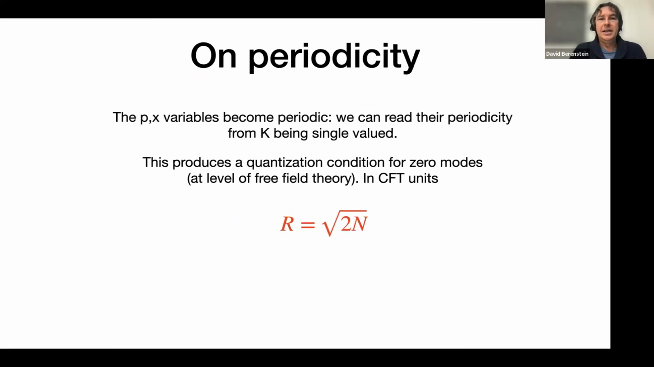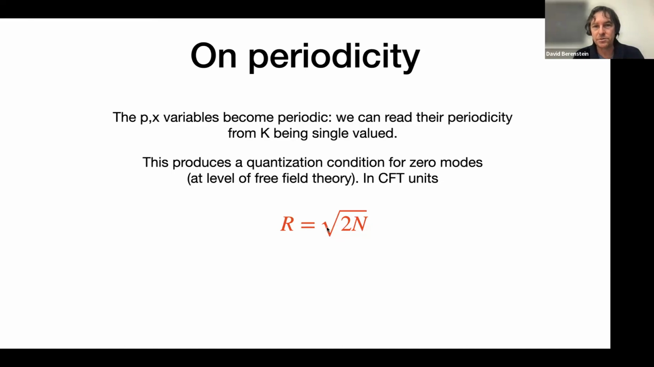Okay. So on the periodicity, since I made them periodic, I can read their periodicity from k being single valued. I can translate that all the way to the q variables. And after normalizing the zero modes correctly and everything, you can ask in CFT units, what was the radius I got? And this was square root of 2n. Okay. This is a non-trivial computation. It's in the paper. This will come up again.